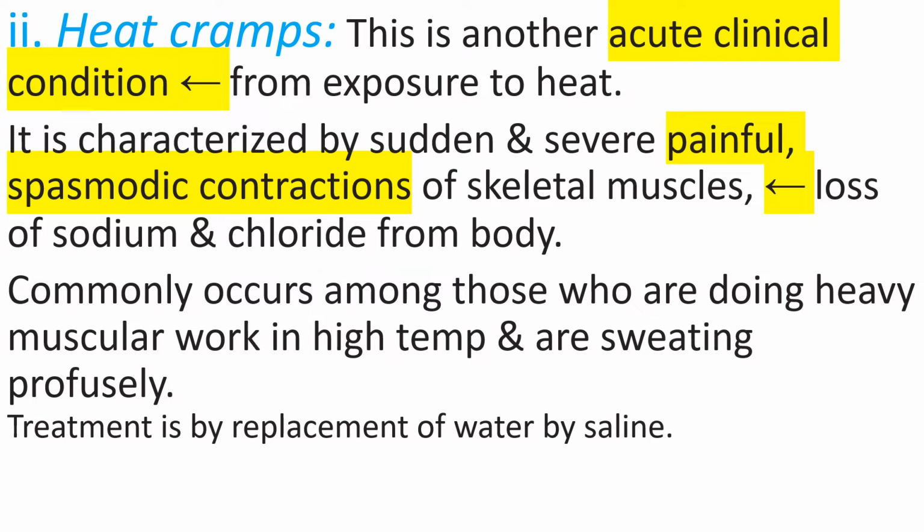Heat cramps: this is another acute clinical condition from exposure to heat. It is characterized by sudden and severe, painful, spasmodic contractions of skeletal muscles due to loss of sodium and chloride from the body. It commonly occurs among those who are doing heavy muscular work in high temperature and are sweating profusely. Treatment is by replacement of water with saline.